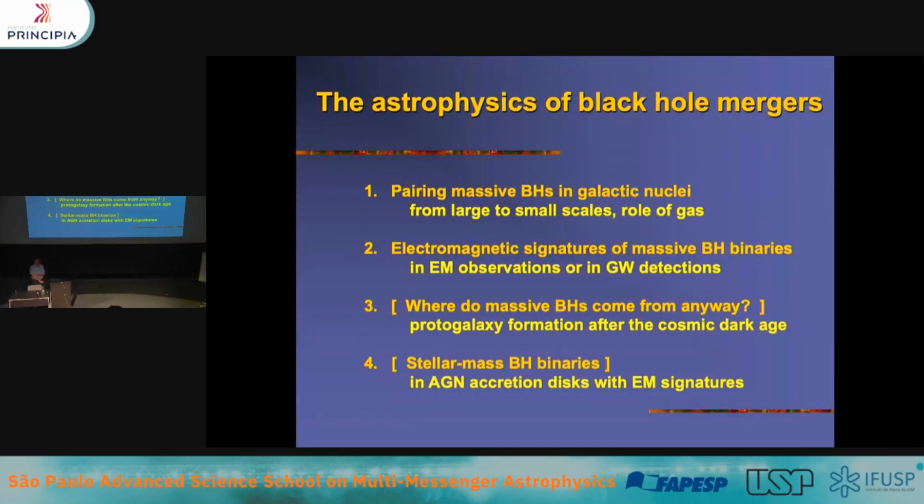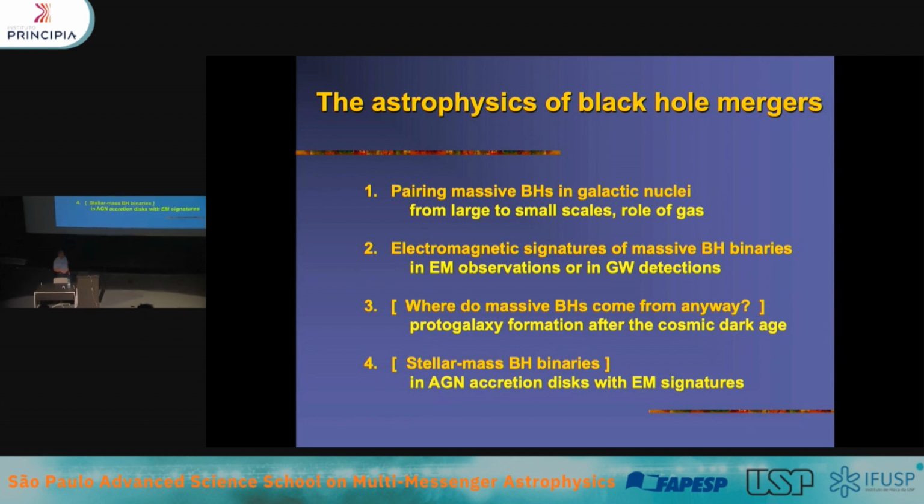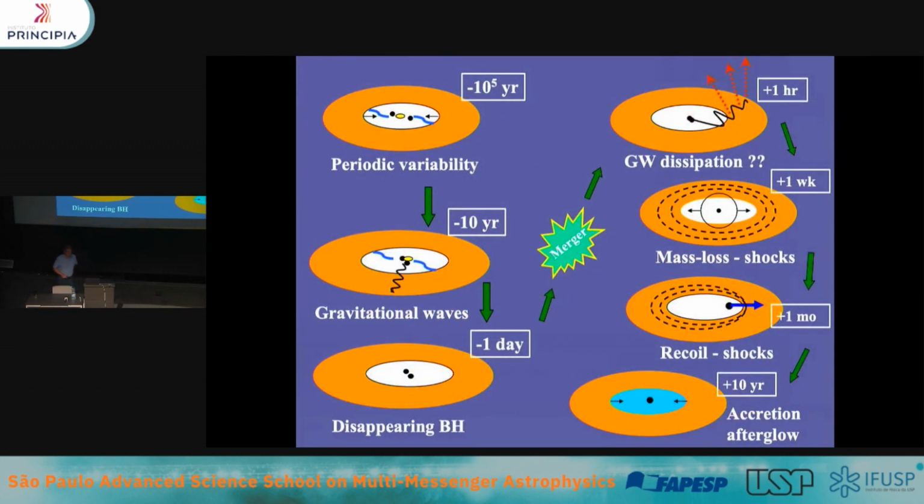detect binary black holes, and then, due to popular demand, discuss how the massive black holes formed in the first place. And this was my schematic diagram, and we were basically just discussing this pre-merger phase yesterday.